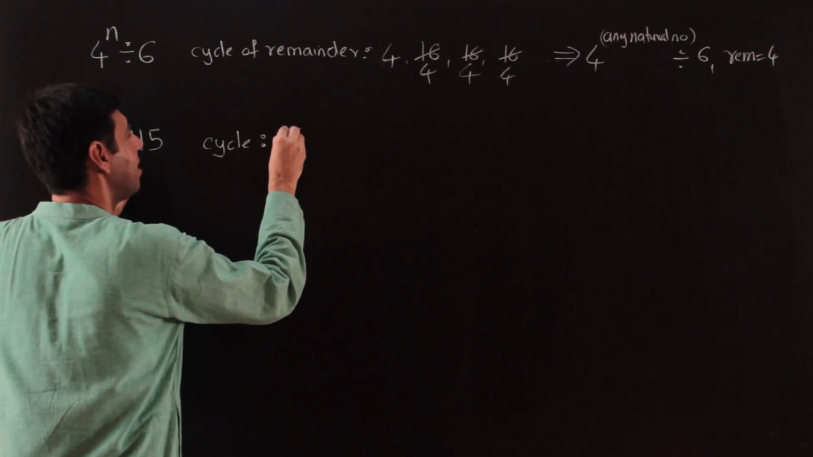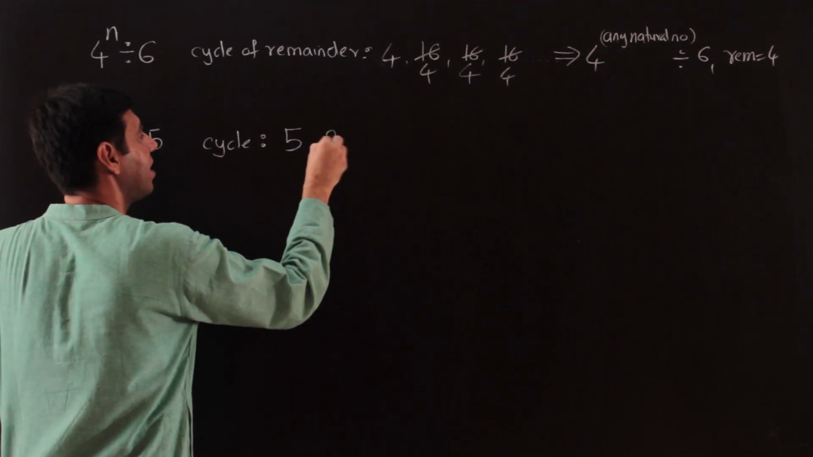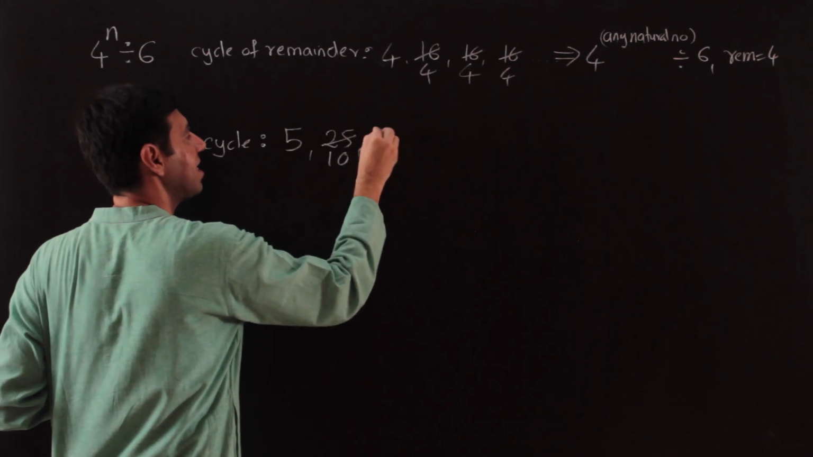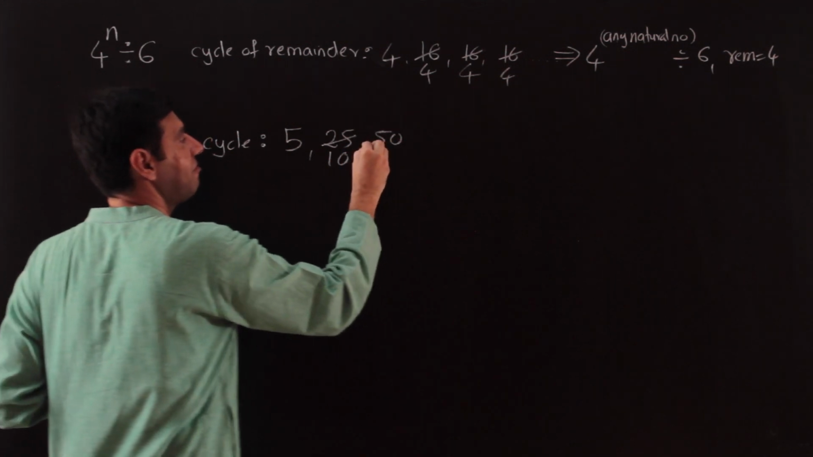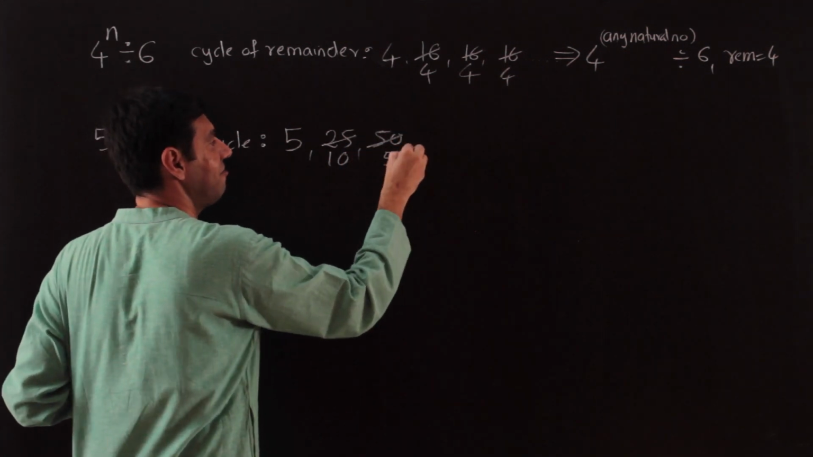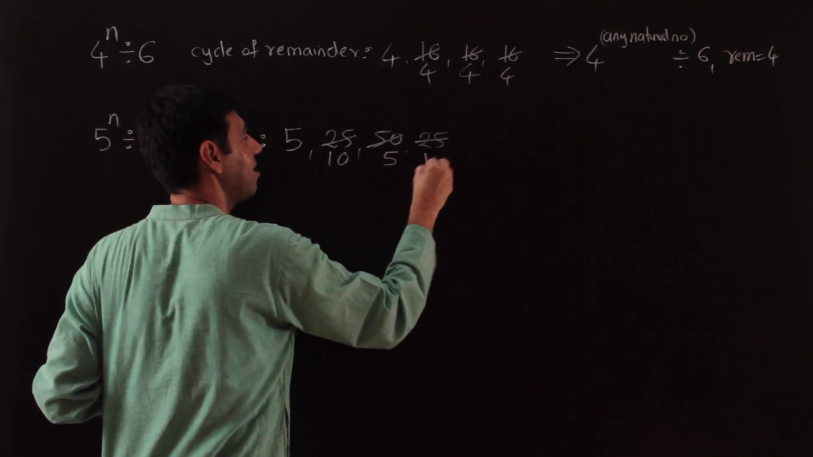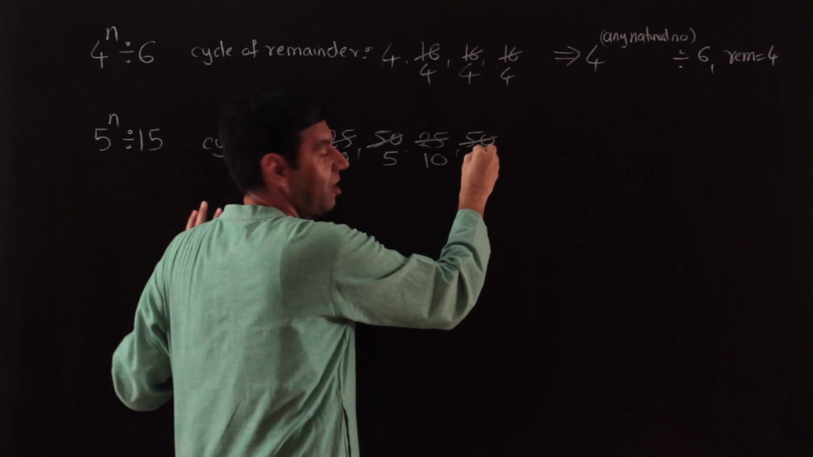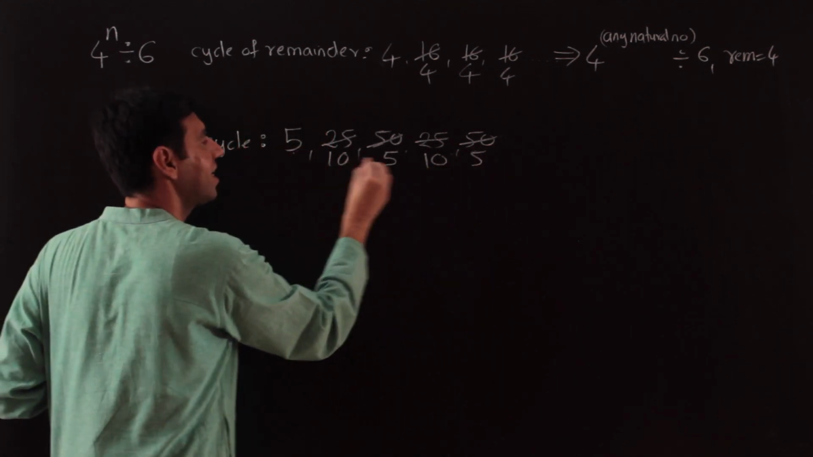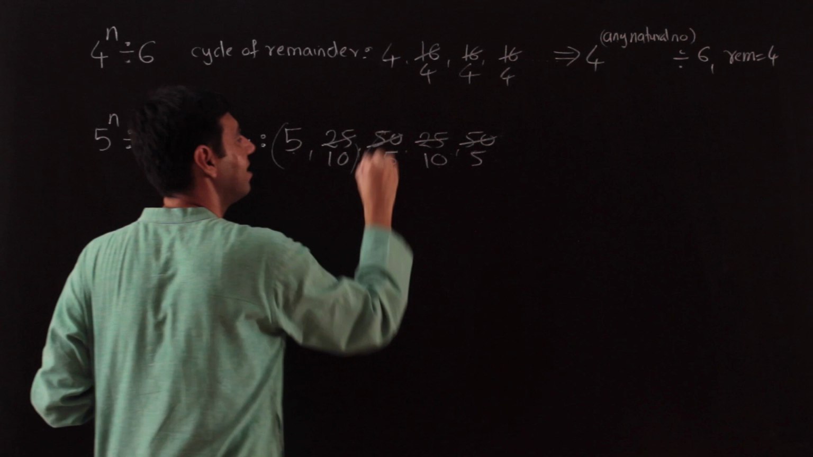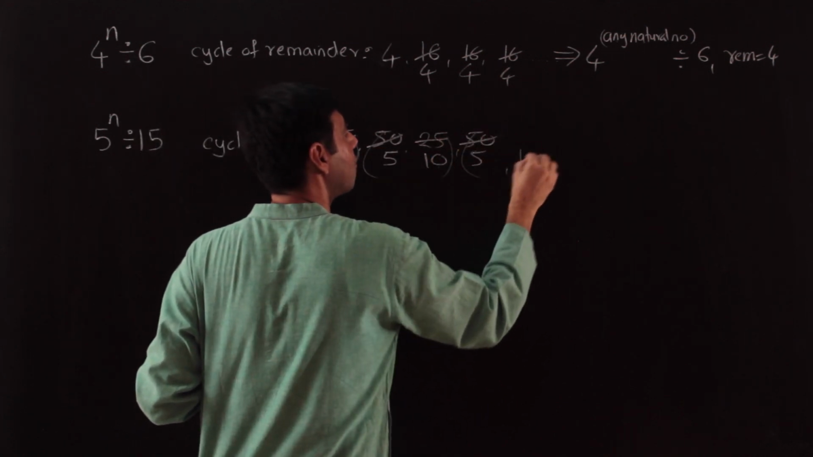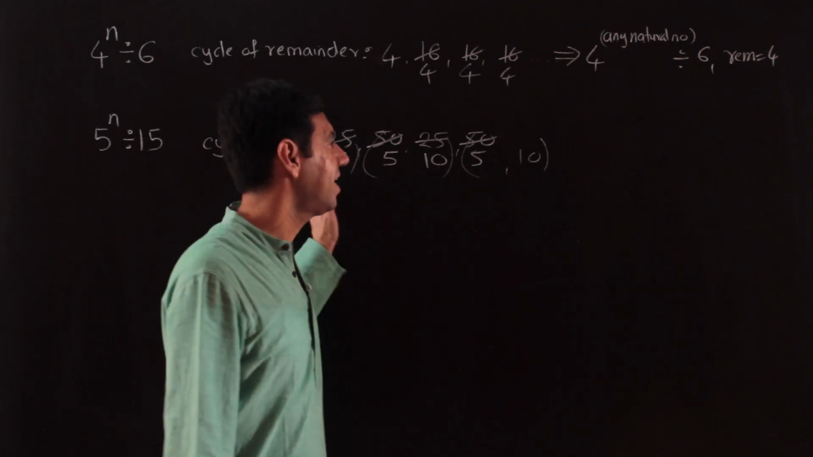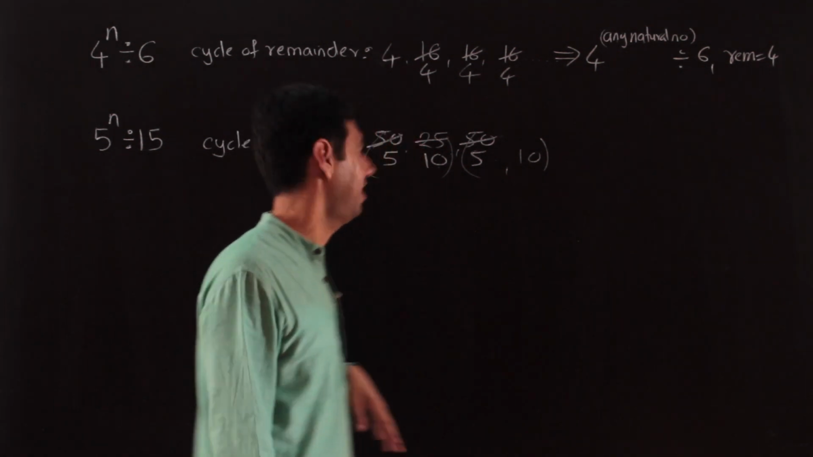5 raised to 1 will be a 5. 5 square, that is 25. 25 divided by 15, 15, 10. 10 fives are 50. Divide by 15, 15 threes are 45, 5. 5 fives are 25. 25 will give me a 10. 10 fives are 50, divided by 15, 45 left over 5. So 5, 10, 5, 10, 5, 10. There will be a cycle of two different values. But then you don't get a 1. That is the question that we started with.